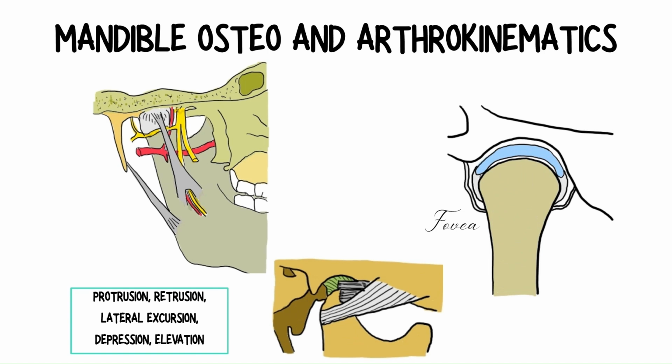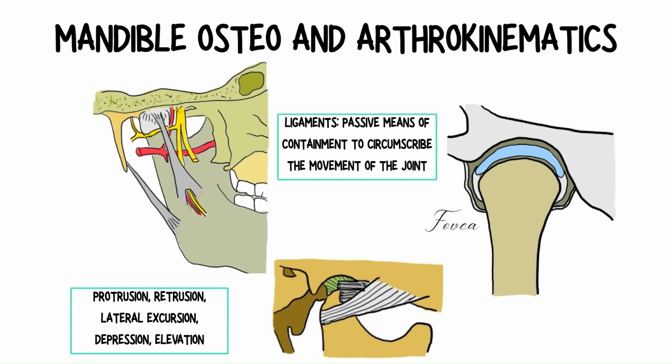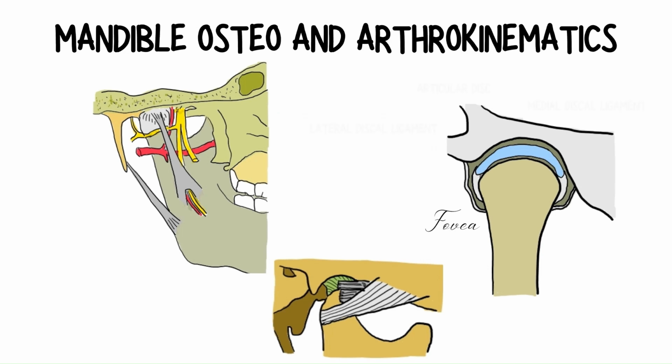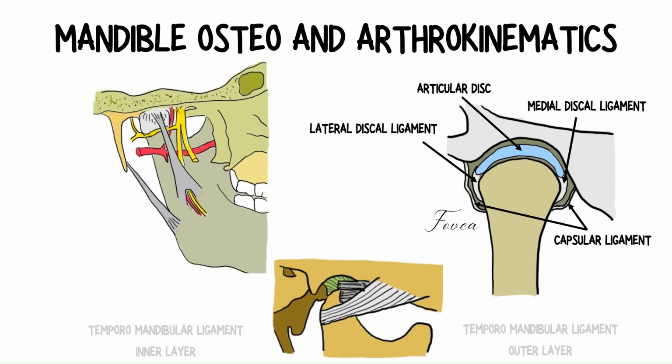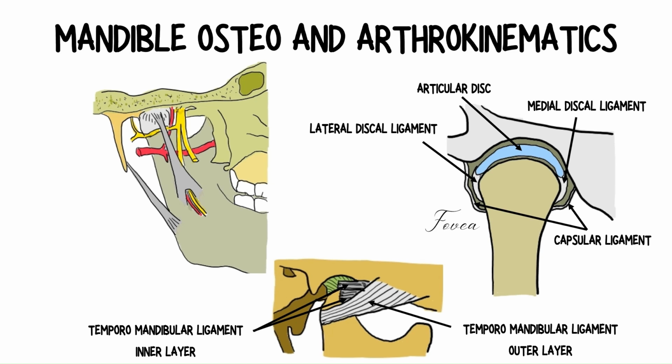The function of ligaments is to maintain the integrity of the joint. The ligaments are composed of collagenous connective tissue with little elastic capacity, which makes them a passive restraint to limit and circumscribe the movement of the joint. The three functional ligaments that support the TMJ and that we studied in the previous videos are the collateral or discal ligaments, the capsular ligament, the temporomandibular ligament, and the two accessory ligaments, the sphenomandibular ligament and the stylomandibular ligament.